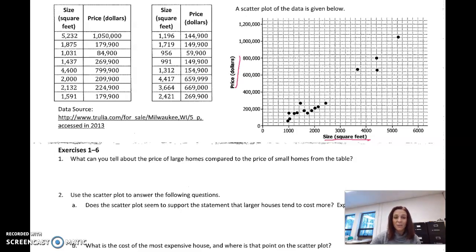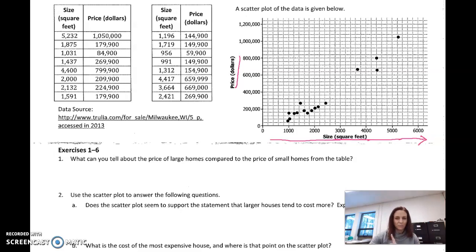So what can we tell about the price of a large home? Well, as the size of the house is increasing, in general, step back. Don't play connect the dots. What seems to be happening to our price in dollars? Well, this is going up, but then it comes back down. Does that mean there's not a relationship? No, we're not worried about one dot or two dots, but we want to look at the big picture.